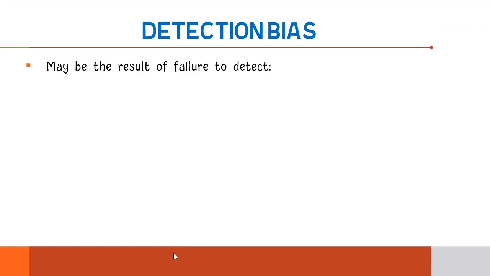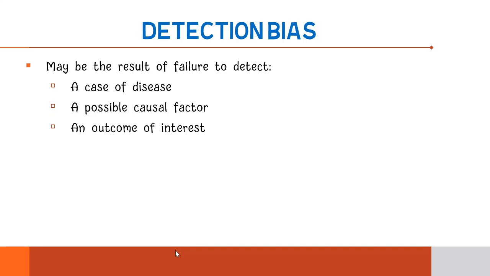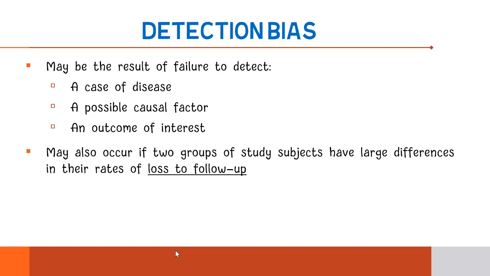Next is the detection bias. Now, detection bias may be the result of failure to detect a case of disease, a possible causal factor, or an outcome of interest. Now, it may also occur if two groups of study subjects have large differences in their rates of loss to follow up.